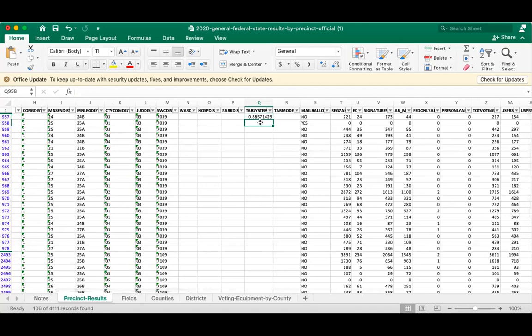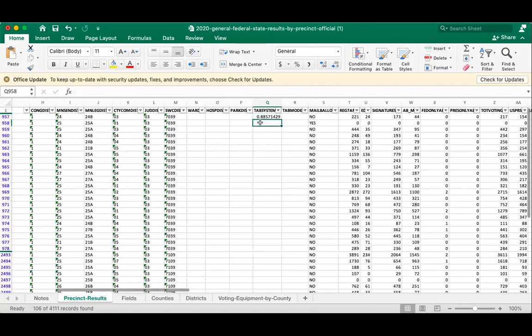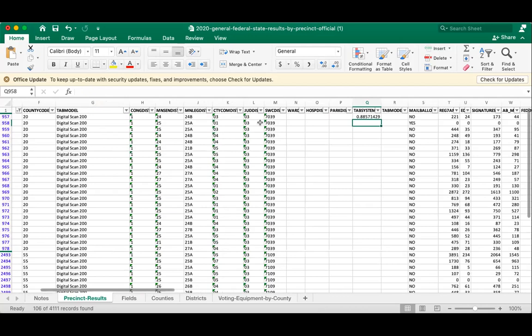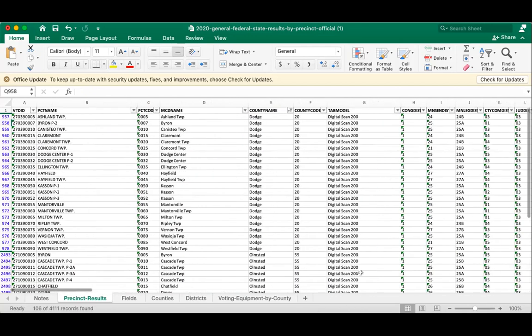If you want to include all of them, you can use a formula that will enable you to do that as well. So just jump back over to the slides.